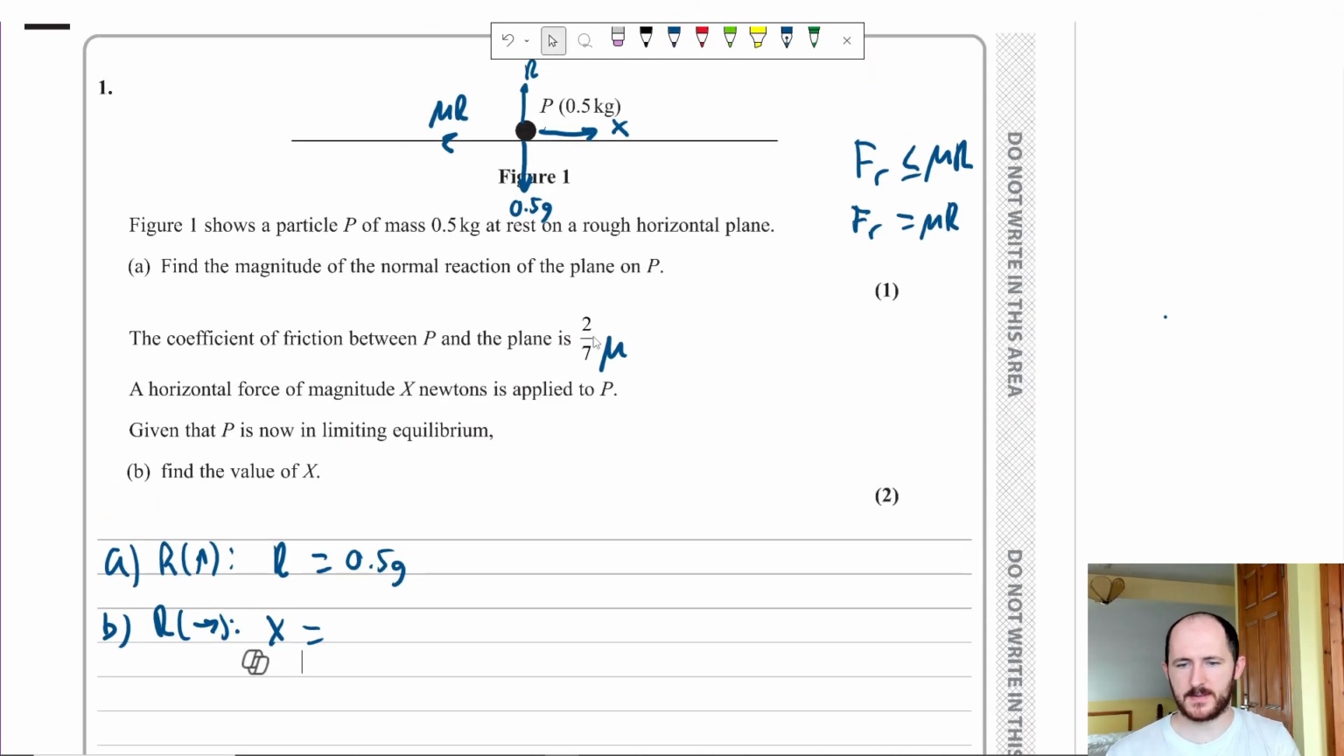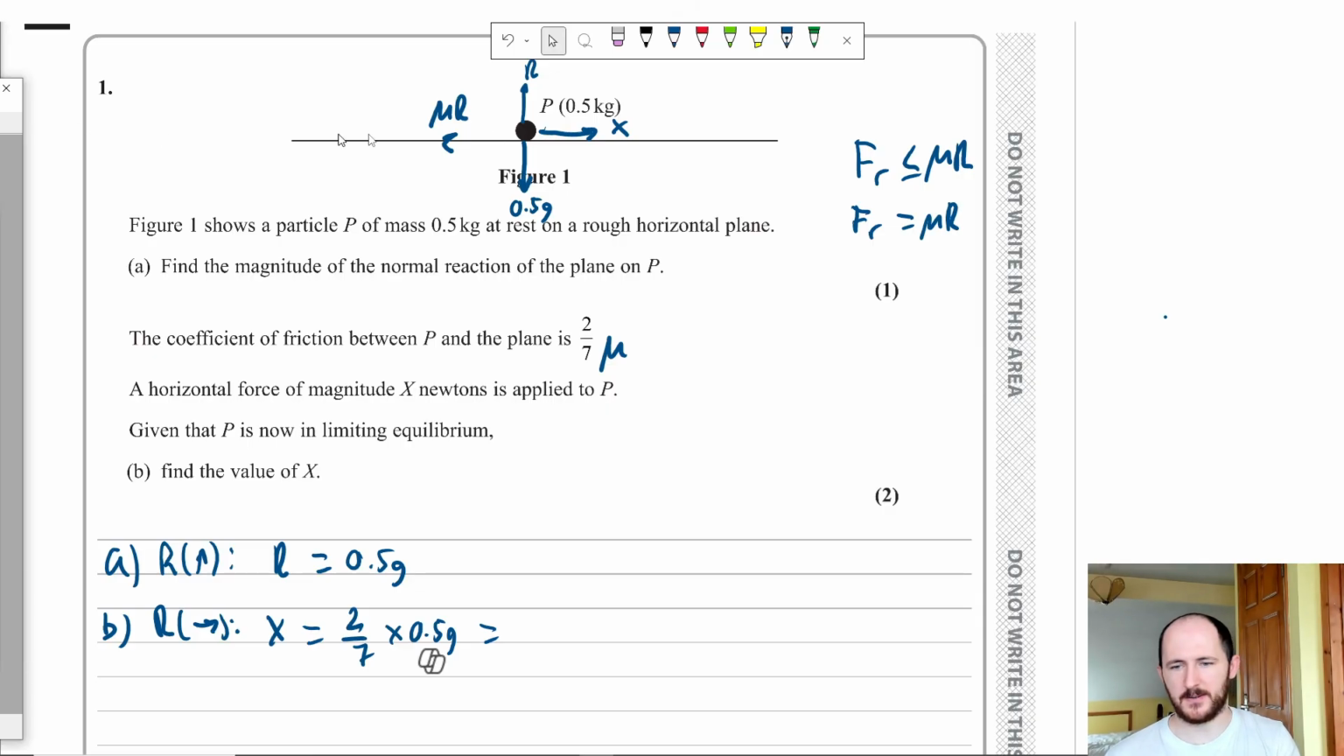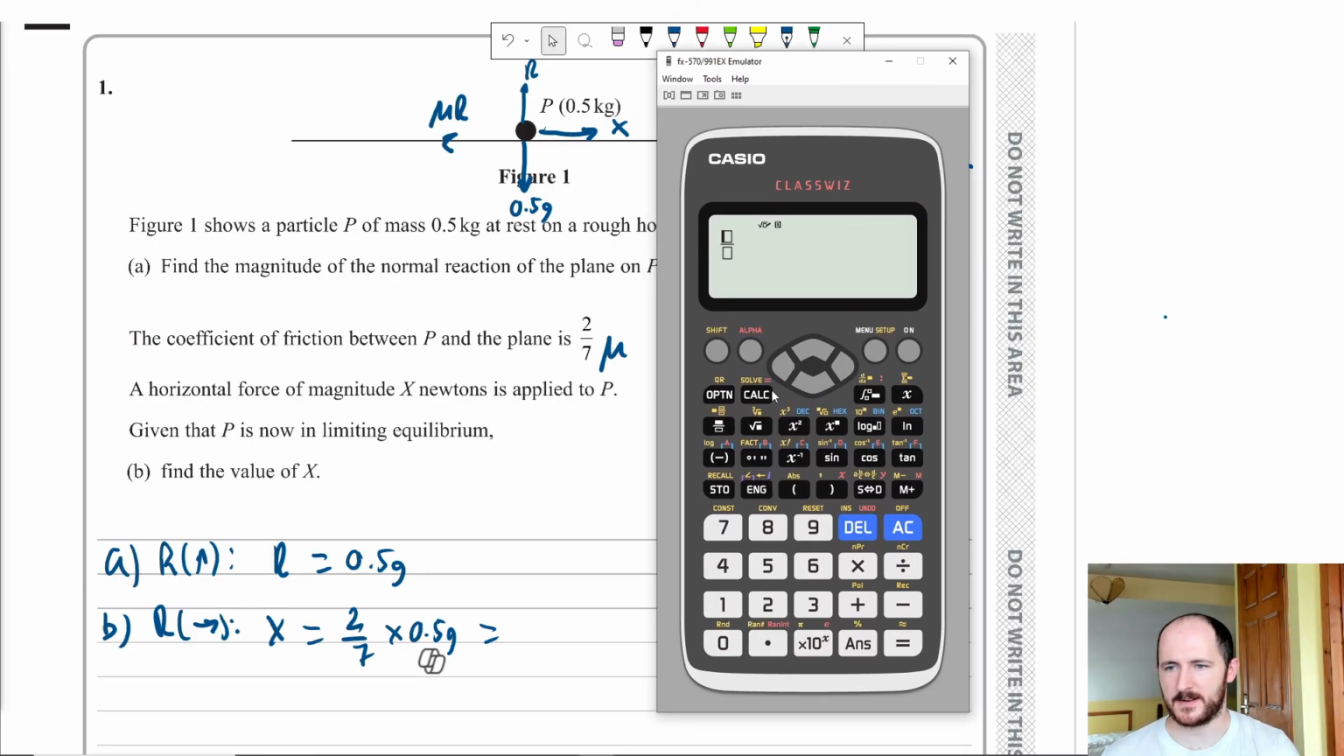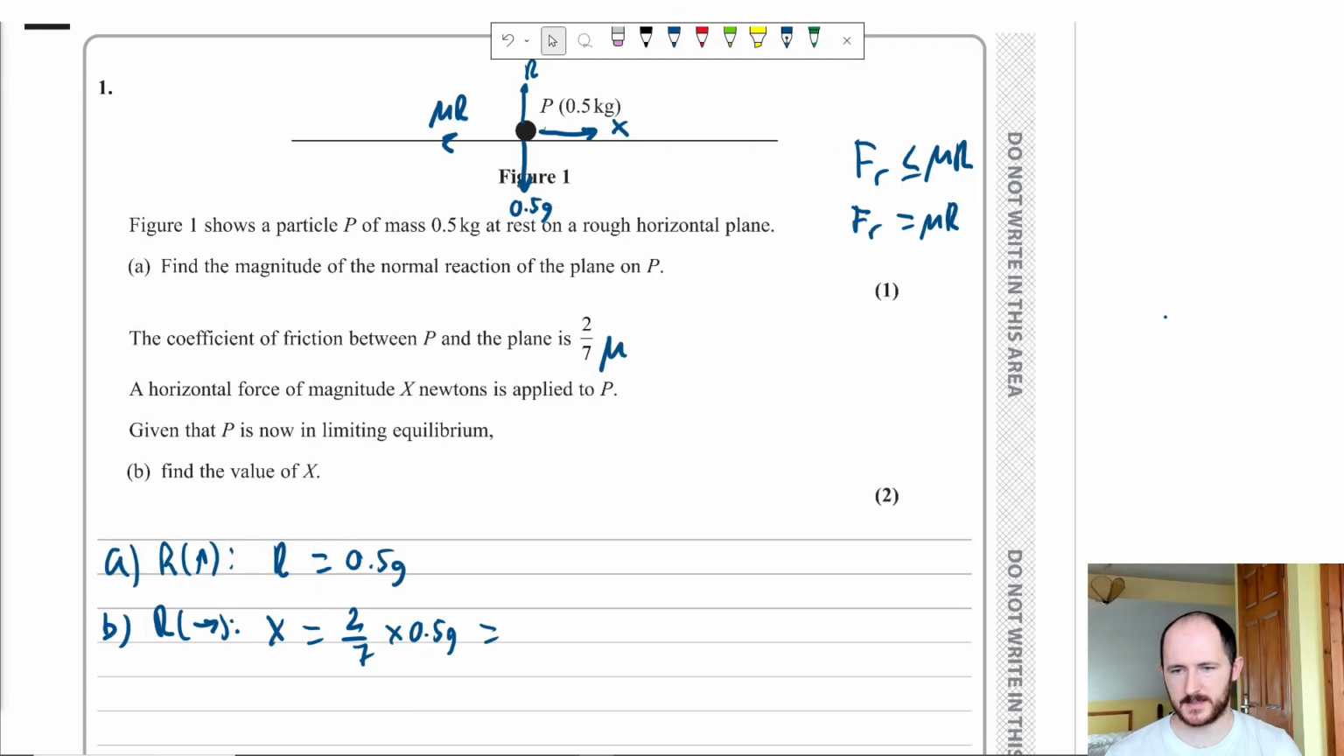Well, mu is 2 over 7. And we worked out R already is 0.5 g. So it's just 2/7 of 0.5 g, which, well, you know what, let's just work it out. 2 over 7 times 0.5 times 9.8 gives me 7 over 5, or 1.4 newtons. And that's it for the first question. Not too bad. Let's see what the next one is.